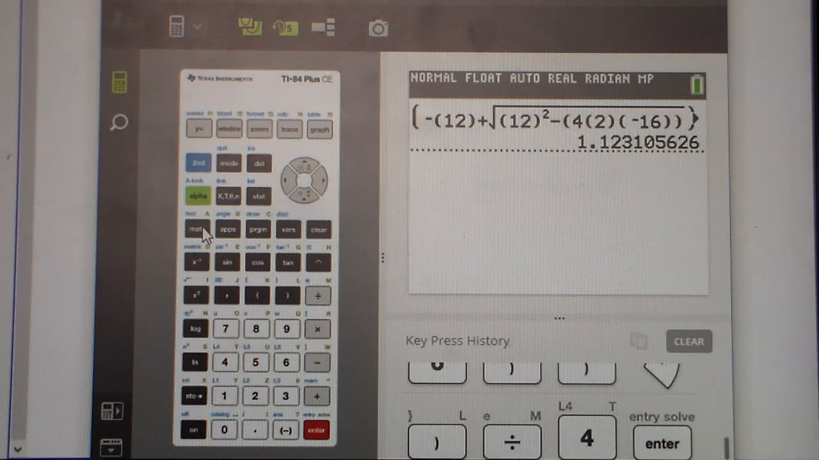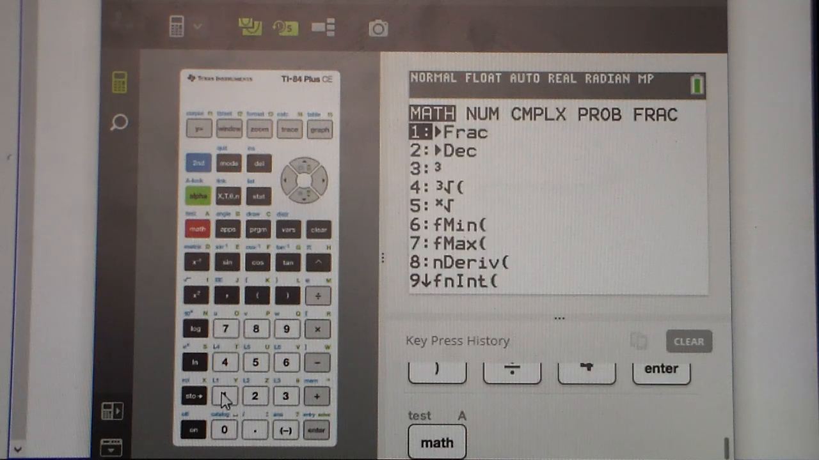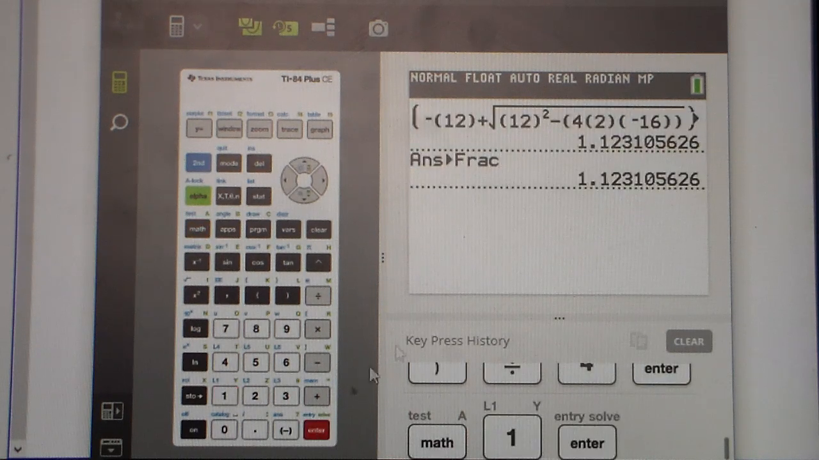Let's see what that looks like as a fraction too. So I'm going to hit math, 1, enter. Oh, doesn't go out to any fraction. So I'm going to say 1.123 as our first one.